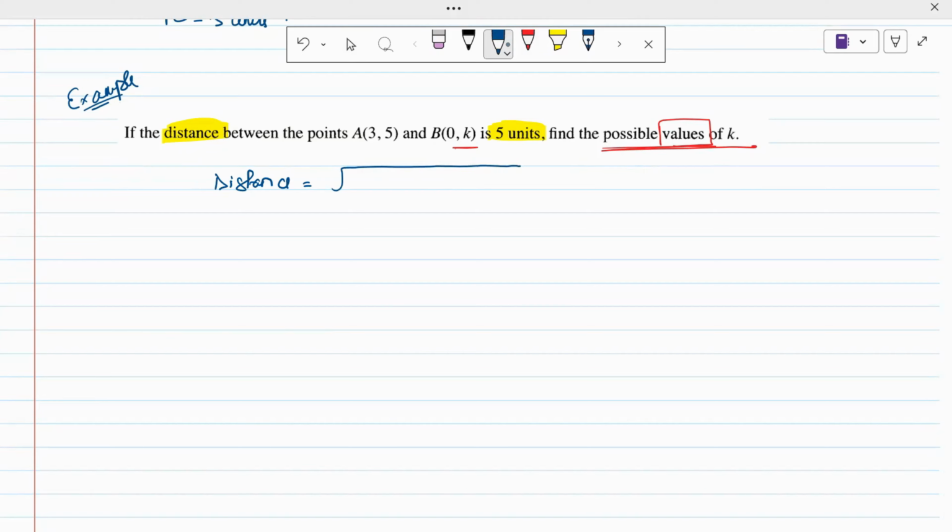Yes. But since the distance is given, we'll be using the distance formula.